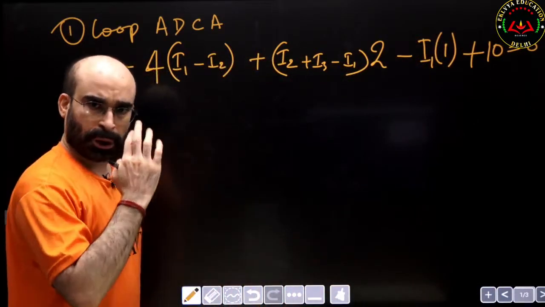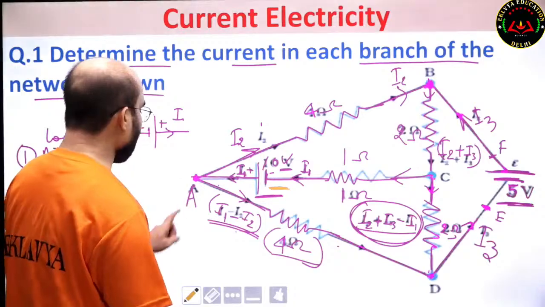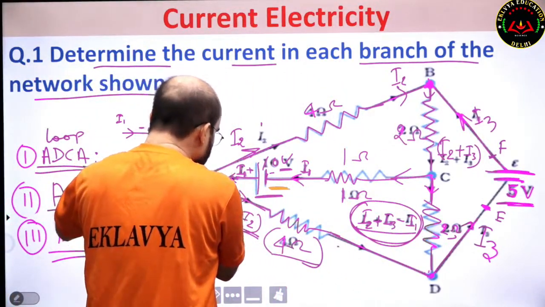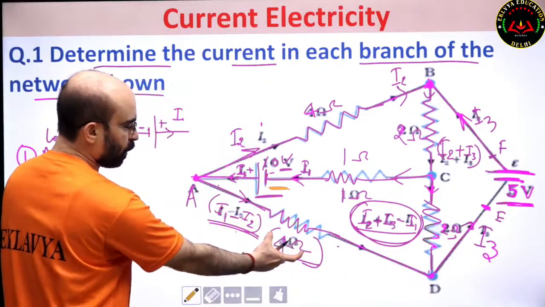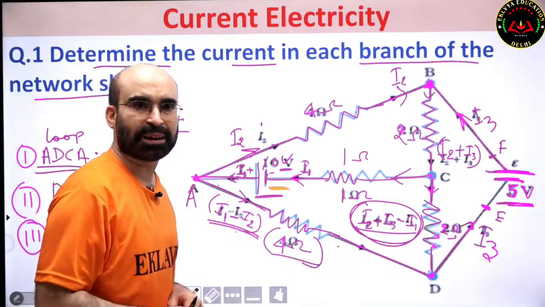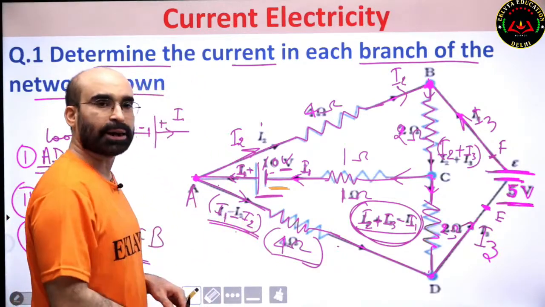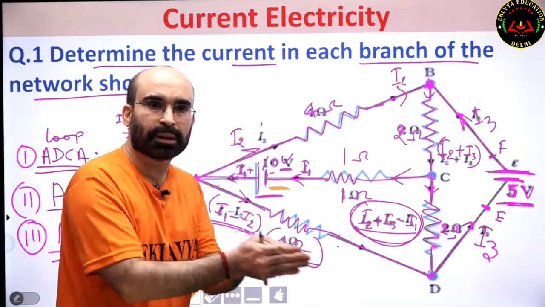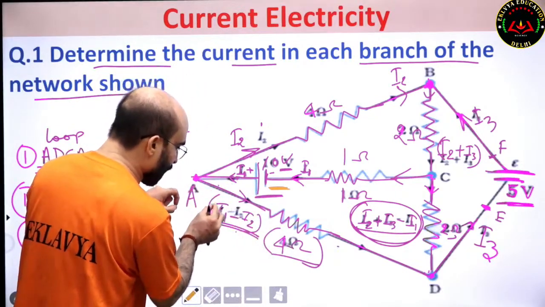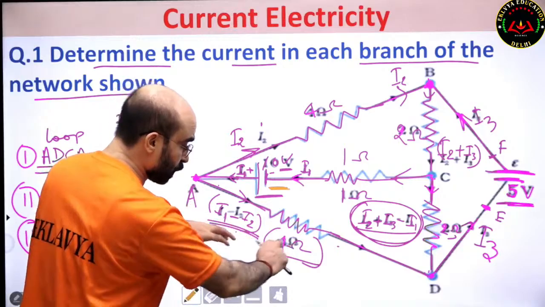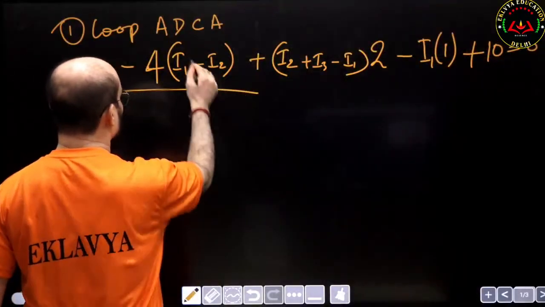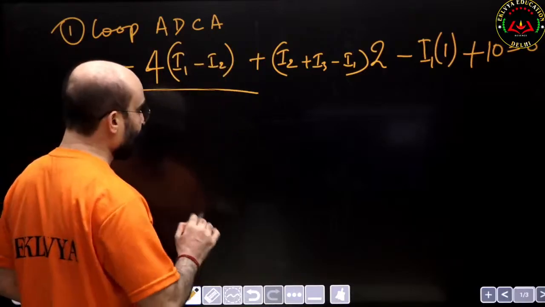Pay close attention. We have taken the loop A, D, C, A. While traversing from A to D, we have this resistor of 4 ohm. Current flowing in that resistor is I1 minus I2. Potential difference in the direction of current will be negative IR. So current is I1 minus I2 into 4 ohm, so this is minus 4 of I1 minus I2.